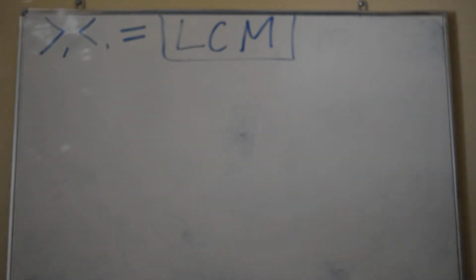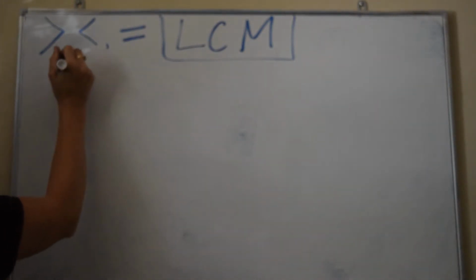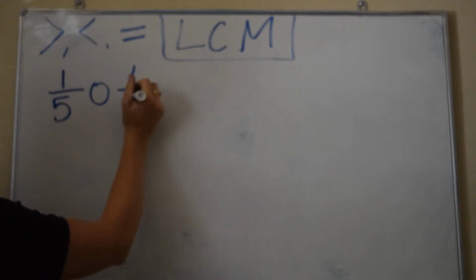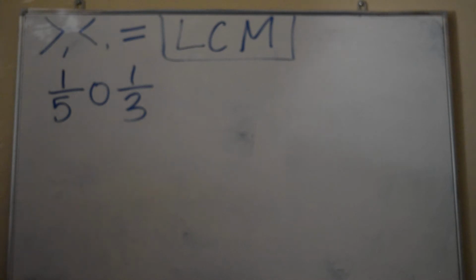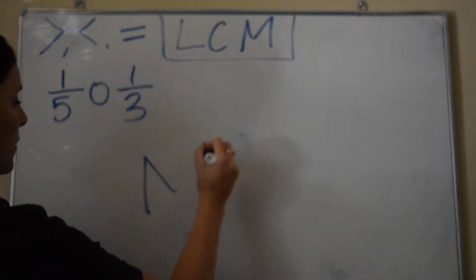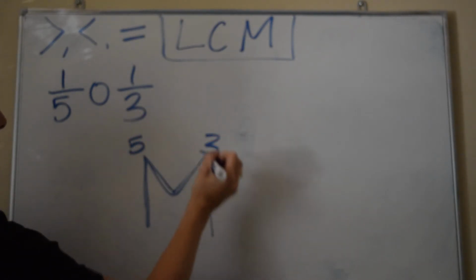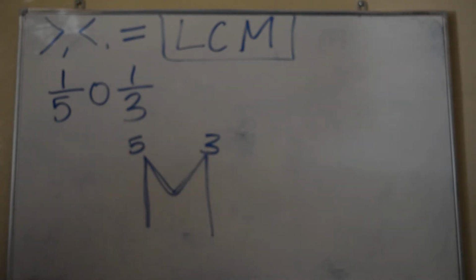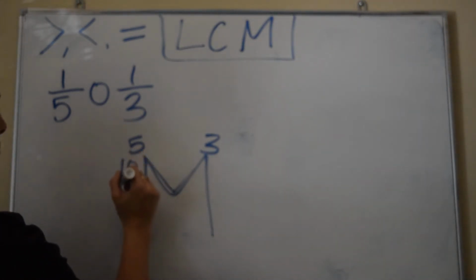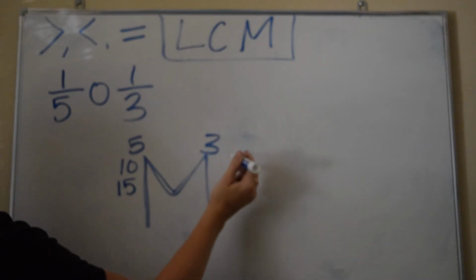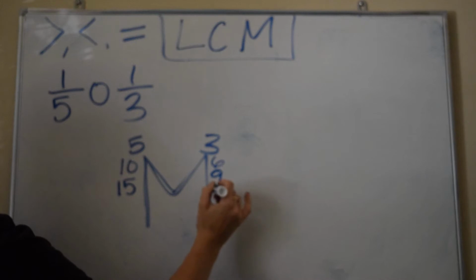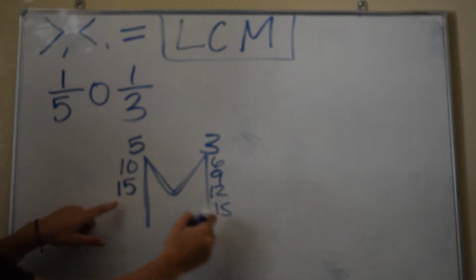All right, so let's say I have the following two fractions. Let's say I have 1/5 and 1/3. What is 1/5 compared to 1/3? I have no idea. I need the same denominators. So draw your M. Write the denominators. So I have a 5 over here and a 3 over here. Start multiplying up until they match. 5 times 2 is 10. 5 times 3 is 15. Let's go over to my 3's. 3 times 2 is 6. 3 times 3 is 9. 12, 15. What's the first match?